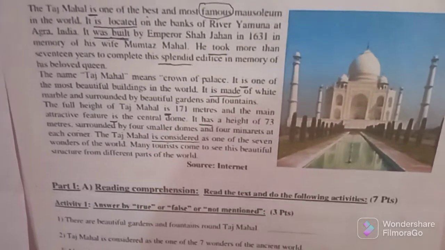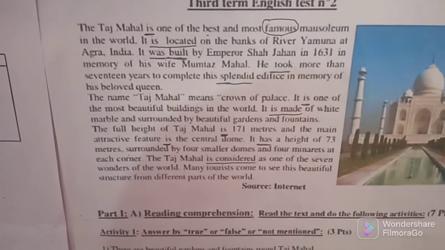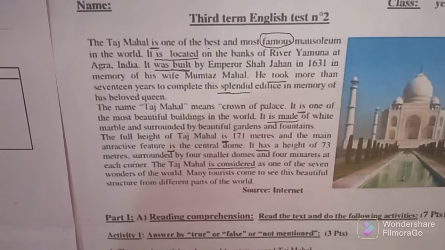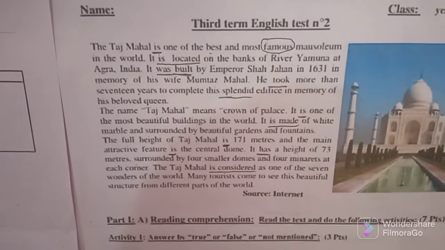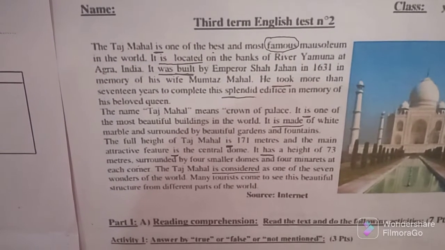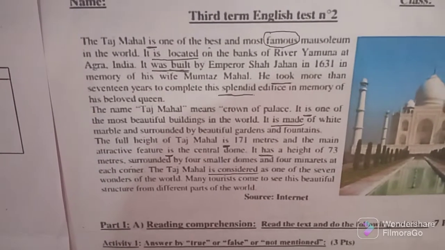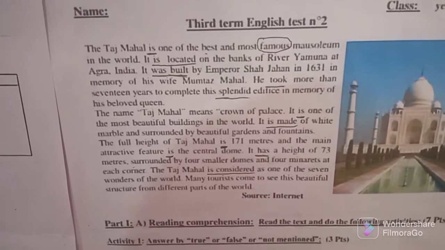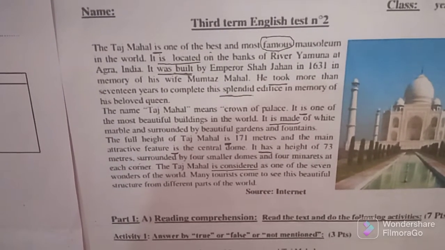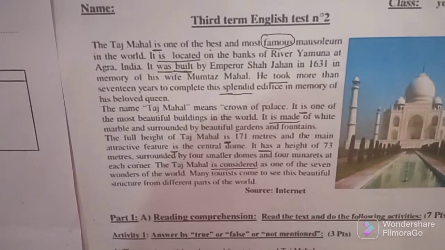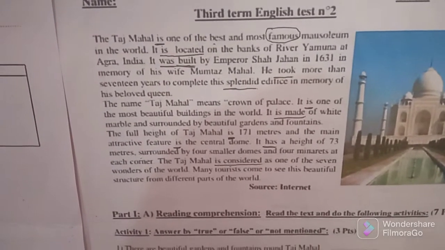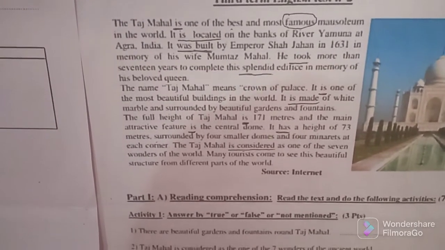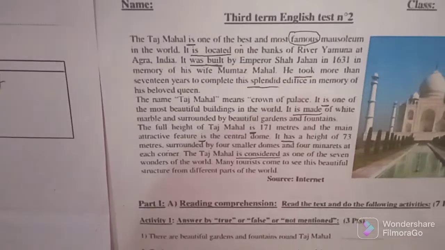The name Taj Mahal means crown of palace. It is one of the most beautiful buildings in the world. It is made of white marble and surrounded by beautiful gardens and fountains. The full height of Taj Mahal is 171 meters, and the main attractive feature is the central dome. It has a height of 73 meters, surrounded by 4 smaller domes and 4 minarets at each corner. The Taj Mahal is considered as one of the 7 wonders of the world. Many tourists come to see this beautiful structure from different parts of the world. The source is internet. Now this is Taj Mahal.